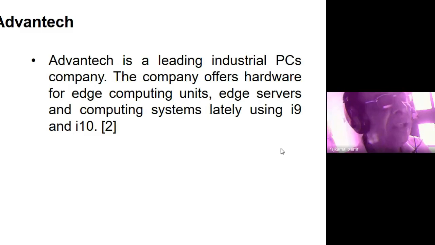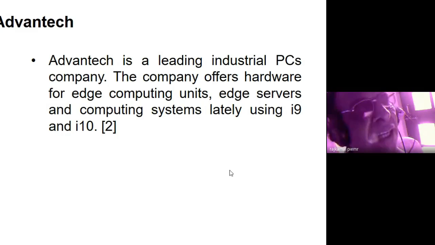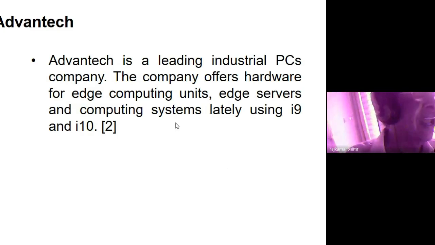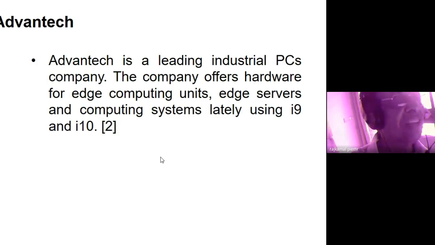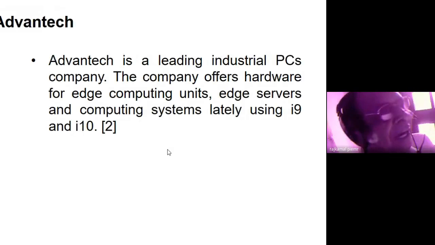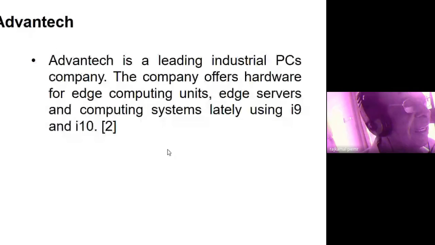And this company is using i9 processor and i10 processor in the industrial PCs. i10 is in the market now. This year i10 is in the market. Last year i9 was in the market. And earlier it was i7, then i5, and then i9, and so on. So Advantech is using industrial PCs, and it is offering that edge computing hardware and edge servers and so on.